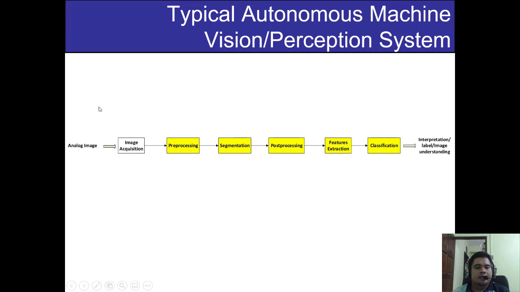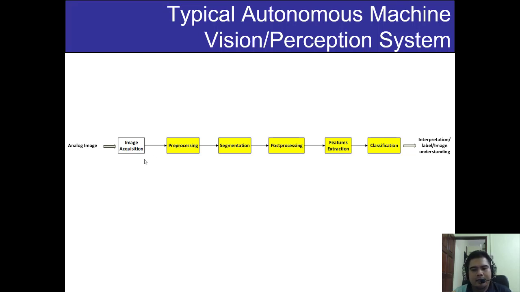Okay, it starts with, of course, the analog image obtained from the environment, and then the first block should be image acquisition, which we have known so far based on the previous poster as well as previous lectures. Okay, and then we have pre-processing there. Let me go through this slide.